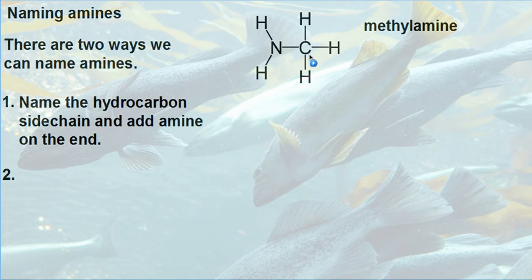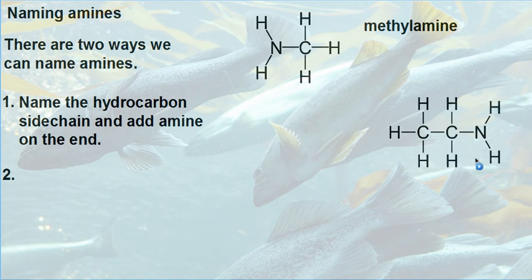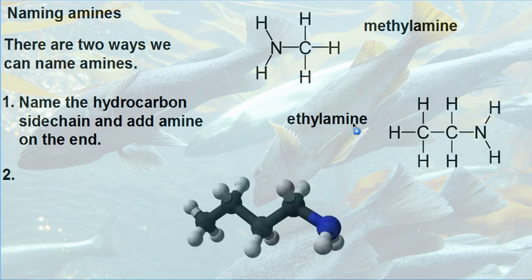Methylamine. Another structure has two carbons in its hydrocarbon side chain, so we would call that ethylamine. And this structure here, if you count up, has 1, 2, 3, 4 carbons in it, so we would call that butylamine. That's one way of naming amines.